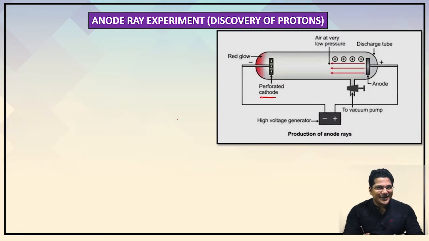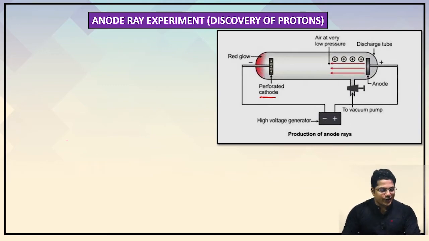Unlike anode rays, cathode rays have very high penetrating power, so they could just penetrate the anode and strike the ZnS screen. However, anode rays don't have sufficient penetrating power. Because of this, you need to drill certain holes in your cathode, and therefore we require a perforated cathode. So the very first point is that cathode rays have high penetrating power, whereas anode rays that we are going to study have very low penetrating power.